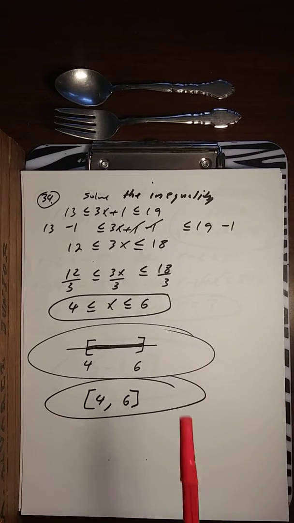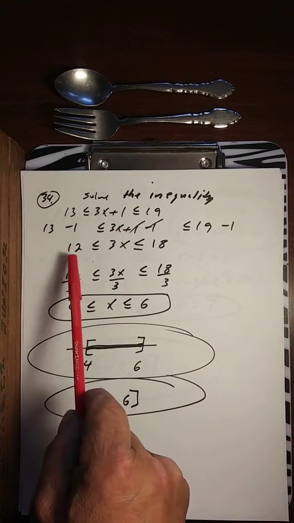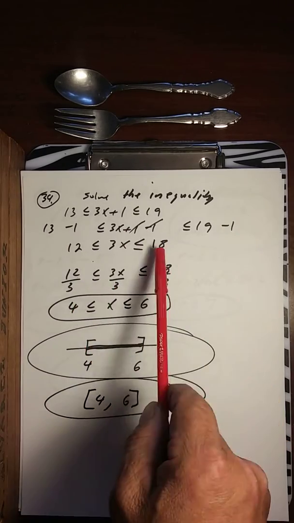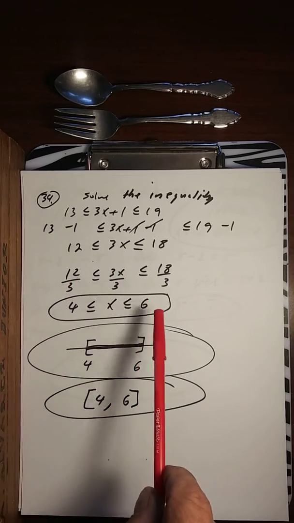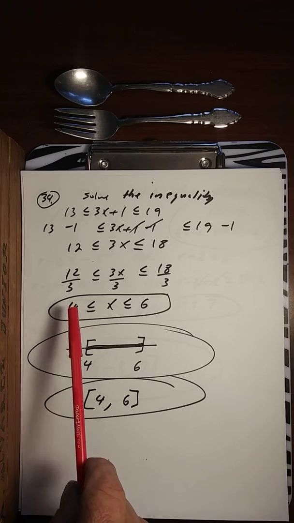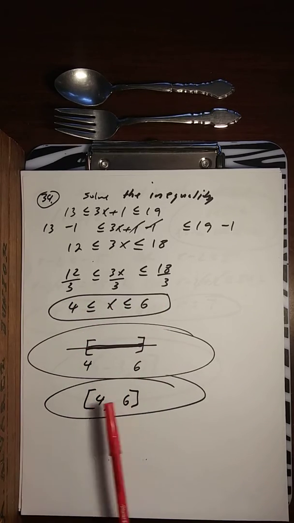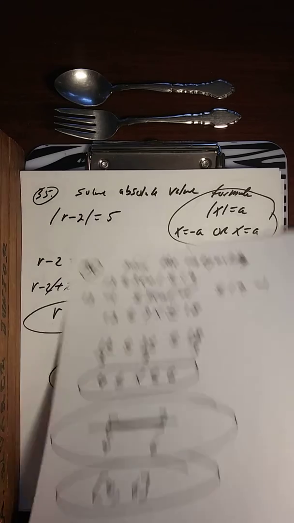Solve the inequality. So minus 1, minus 1, minus 1 all the way across. So now this is 12. This is 3x only, and this is 18. Now divide by 3, divide by 3, divide by 3. Since it's positive, everything stays the same way. The equals are the same, so it's going to be 4 less than or equal to x, less than or equal to 6. Between 4 and 6, including the 4, including the 6.